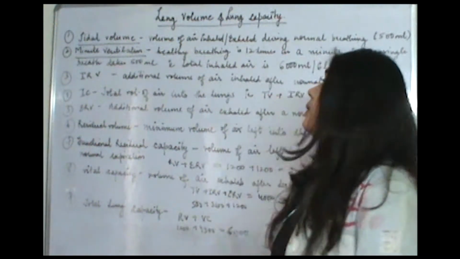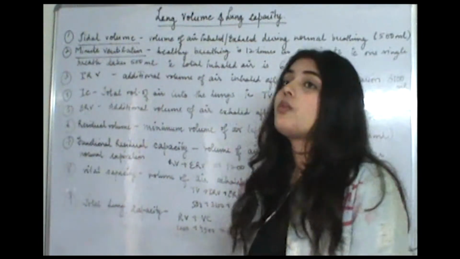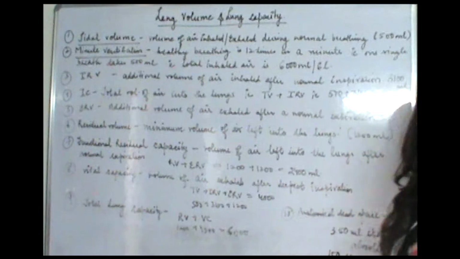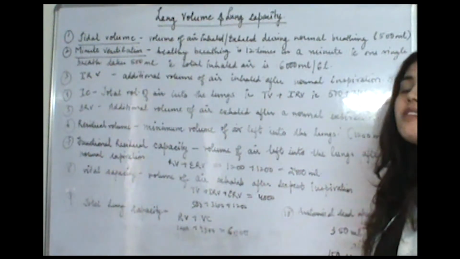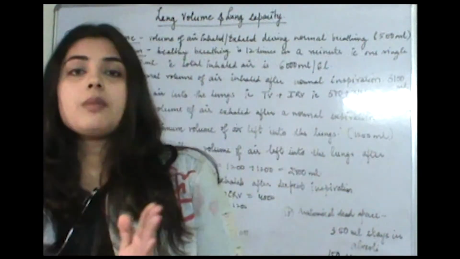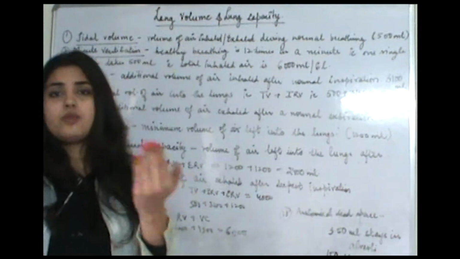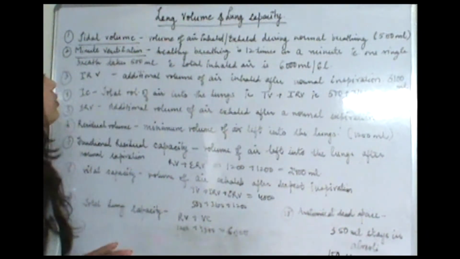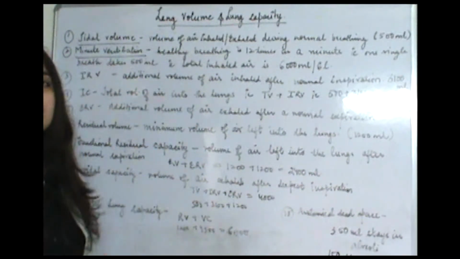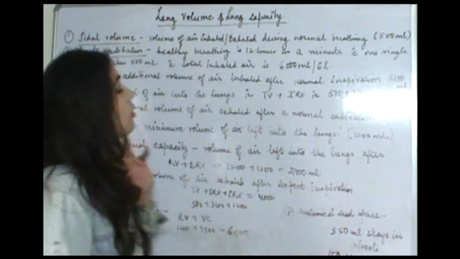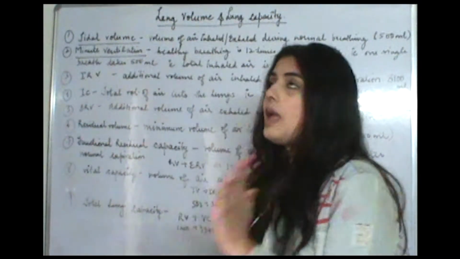So the first topic of today's video is tidal volume. Tidal volume is the total volume of air which is inhaled or exhaled during normal breathing. That is only 500 ml of air, the total amount of air which we are inhaling or exhaling. That is the tidal volume, and the amount is only 500 ml.